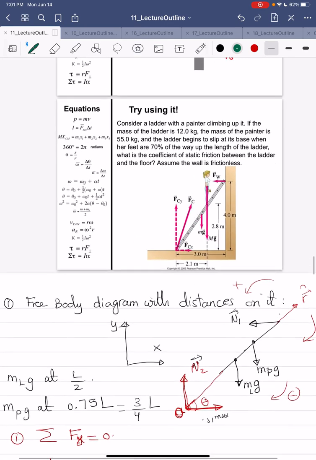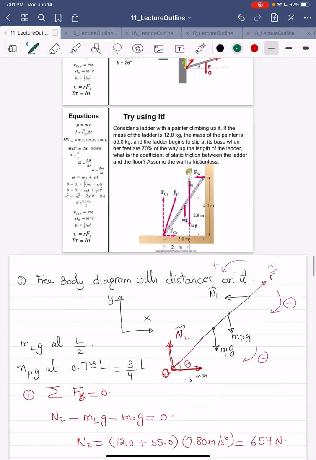Okay, and now we are going to try to solve this one. Consider a ladder with a painter climbing up it. If the mass of the ladder is 12 kilograms, the mass of the painter is 55 kilograms, and the ladder begins to slip at its base when her feet are 70% of the way up to the length of the ladder, what is the coefficient of static friction between the ladder and the floor? Assume the wall is frictionless.